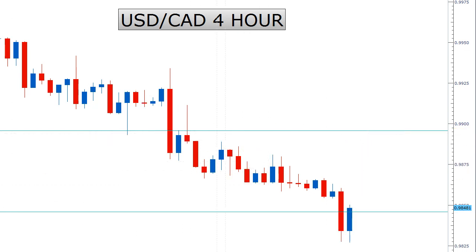And that's what I like about the USDCAD. I'm going to keep an eye on this 4-hour, and assuming that it closes to my liking, I will be taking a long position and targeting right back up to the 61.8 fib level, which for me sits exactly at 98.96.